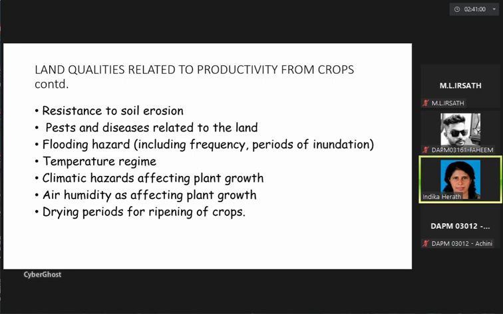And flooding hazards. Next one is flooding hazards. That means whether the location of the land is prone to floods. That also needs to be considered. In that case, you need to look at the frequency of flooding and the period of inundation, so how long it is underwater and those things.